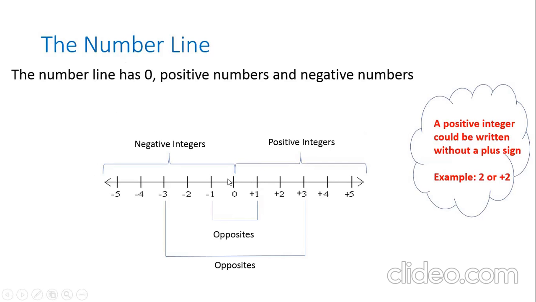We notice that if 0 falls in the middle of a distance between two integers, this means that those two integers are opposites. For example, here 0 falls one step away from -1 and one step away from 1. So in this case, 1 and -1 are opposites. Same works for 3 and -3. Same works for 4 and -4, and so on. Just a small note that the positive integers don't need to include the plus sign next to them. We can just write 2, for example, instead of +2.